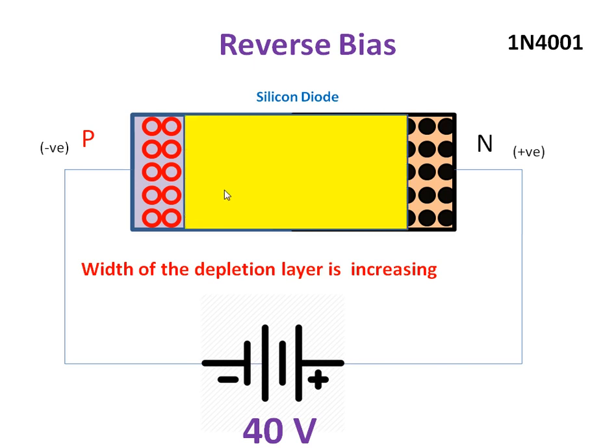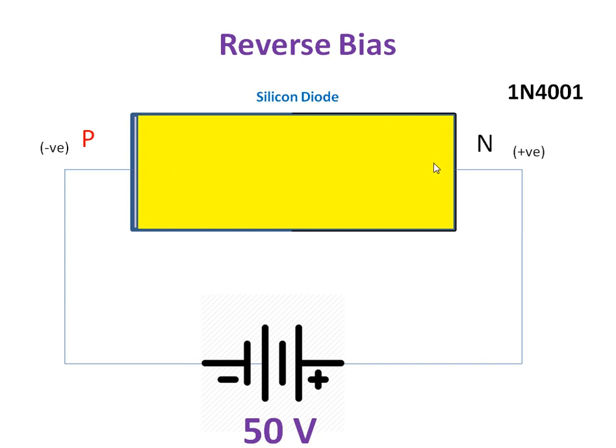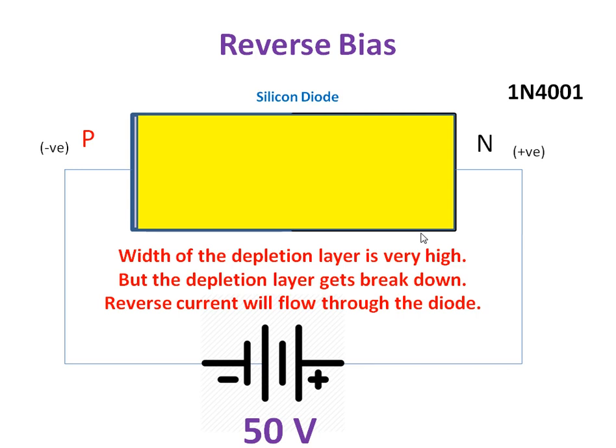And if I apply 40 volt, almost 80% of your PN junction area will be covered by the depletion layer. So the depletion layer is increasing. If I apply 50 volt, then most of the region is covered by the depletion region. So this is the characteristic, or behavior, of a PN junction diode during reverse bias. When we increase the voltage, the width of the depletion region is increasing.